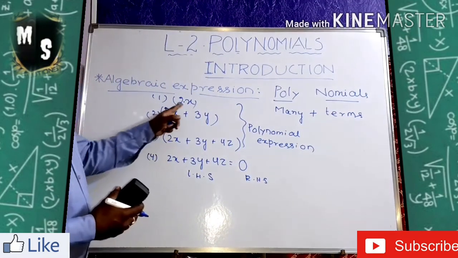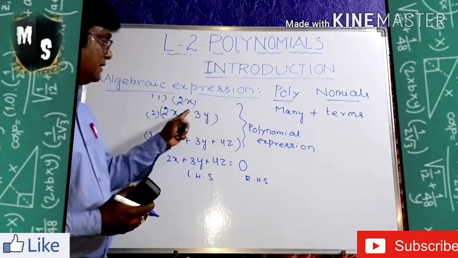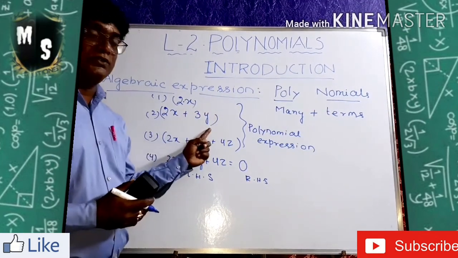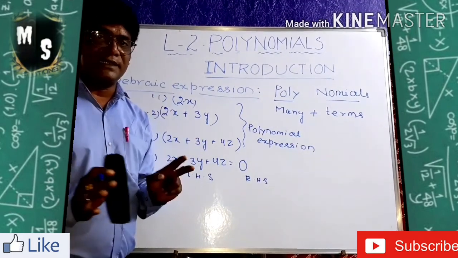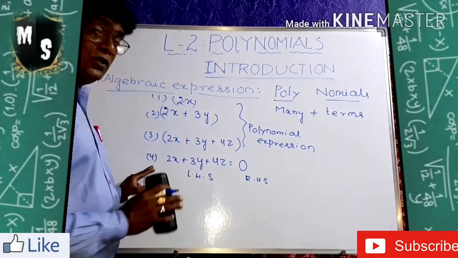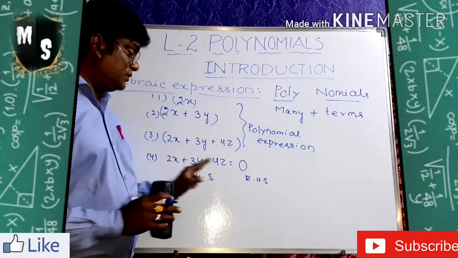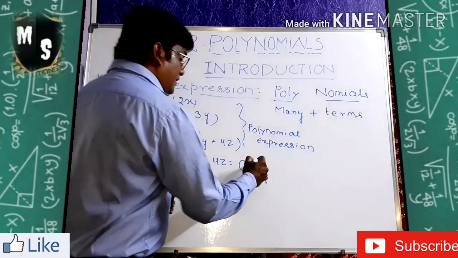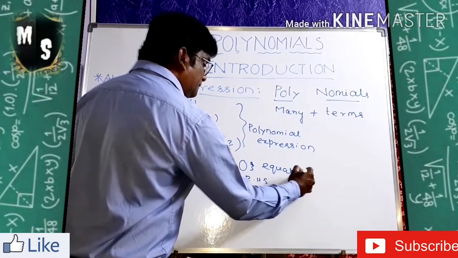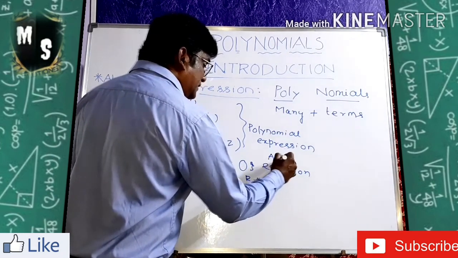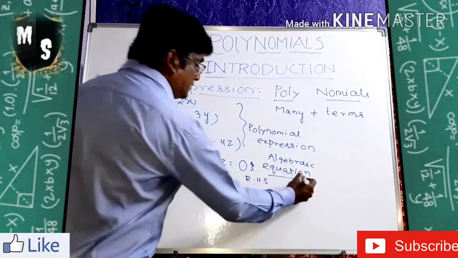Polynomial expressions should not have two sides. No left hand side, no right hand side. The second one, the third one, they have no left hand side and right hand side. But coming to the fourth expression, you see this is separated by an equal sign. So this is called an equation. This is called an algebraic equation. It is most important.